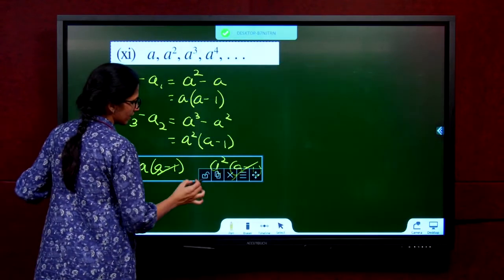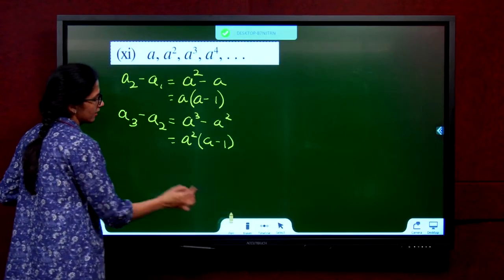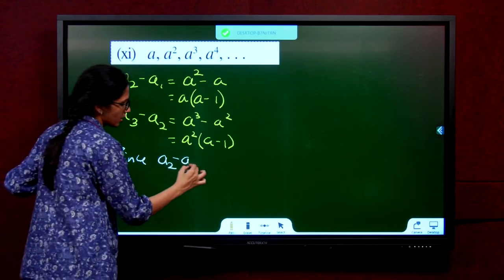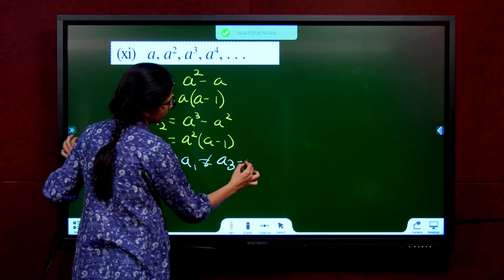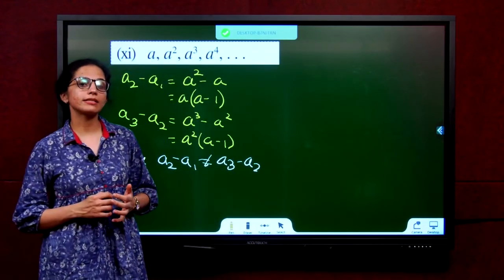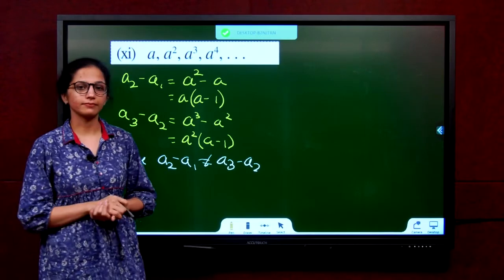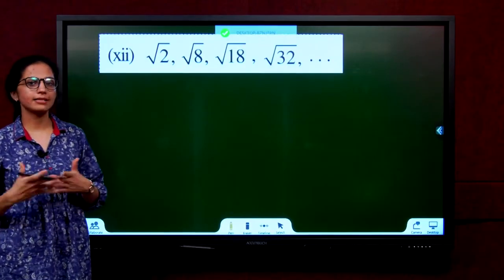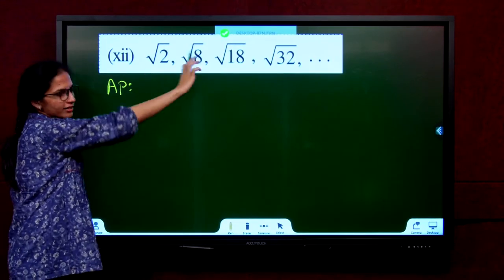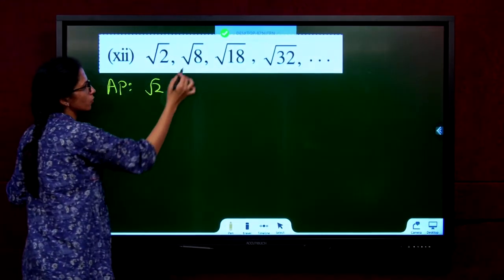So you can write down since A2 minus A1 is not equal to A3 minus A2, there is no common difference and the given sequence is not an AP. Before we go ahead, let's just simplify the root. Write down AP. Given, write this first and then below that write down root 2. What is root 8?